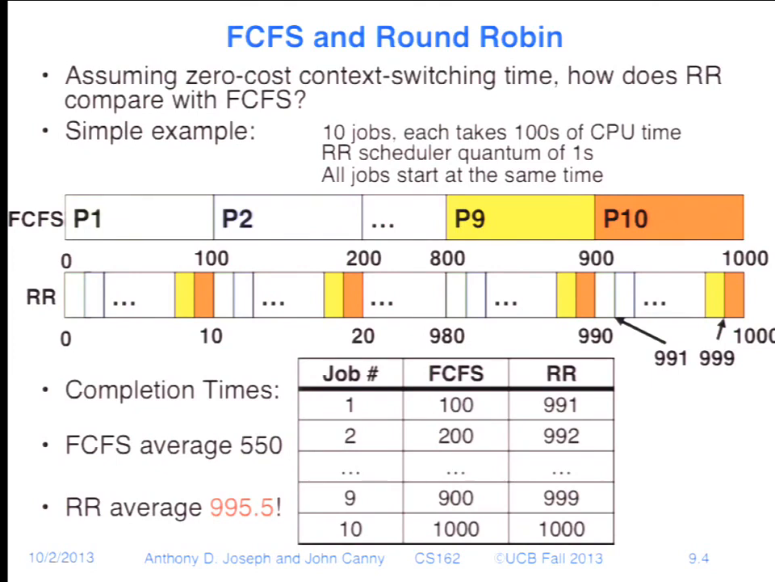Round robin, though, generally will give you a completion time that's proportional. It is proportional to the running time of the job. And so when you have short jobs, the short jobs will finish soon. So it's generally better for realistic examples, because in realistic cases, you typically have more short jobs than long jobs.